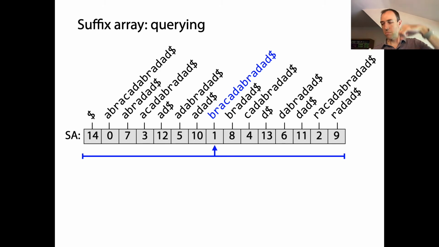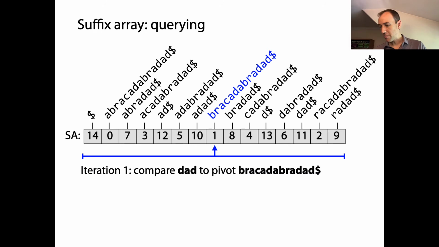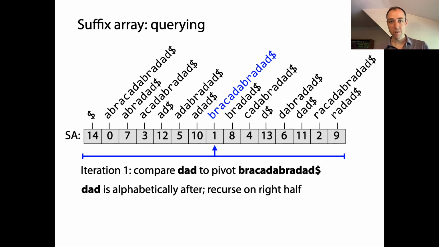And we look at the element in the middle, the midpoint. We'll call that the pivot. And we're going to compare our query string, which was dad, to this pivot. If we lexicographically compare dad to that pivot string, we find, and this is not hard to see, that the very first character tells us D is greater than B. That tells us that dad comes alphabetically after that pivot suffix. So in other words, if there are any suffixes that start with dad, they're going to be over here. They can't be over here, because of what we just learned comparing dad lexicographically to that pivot.